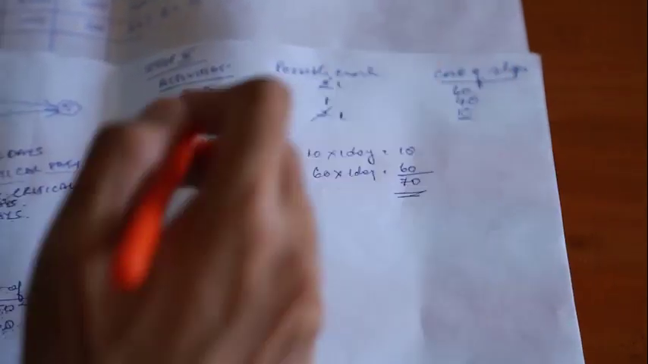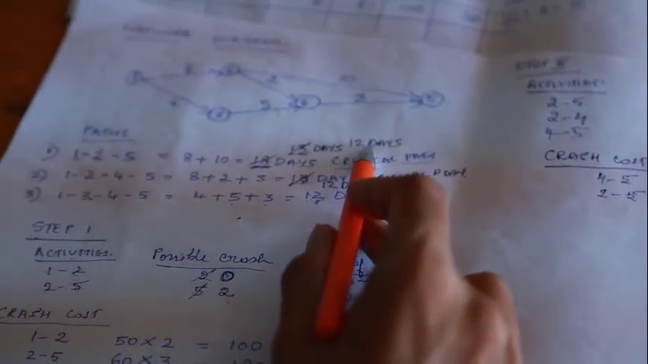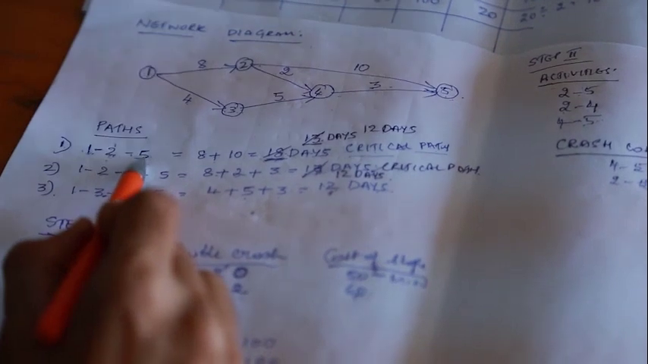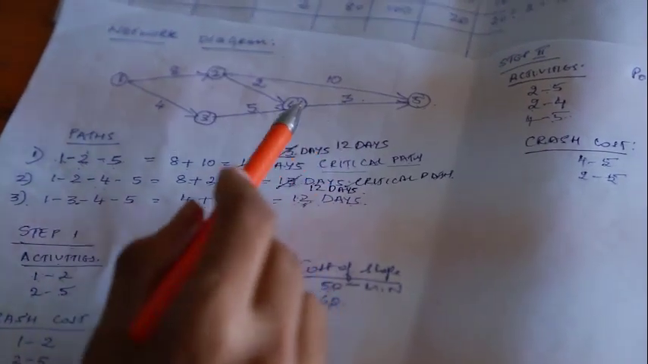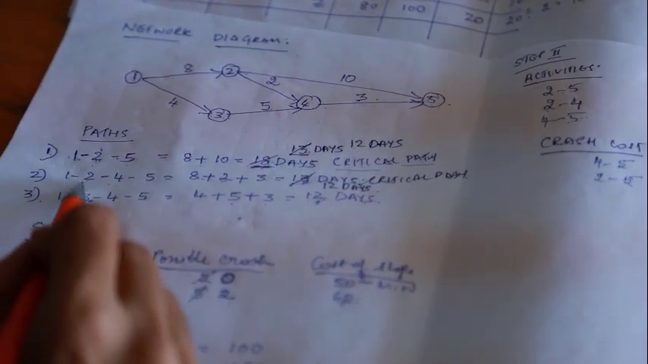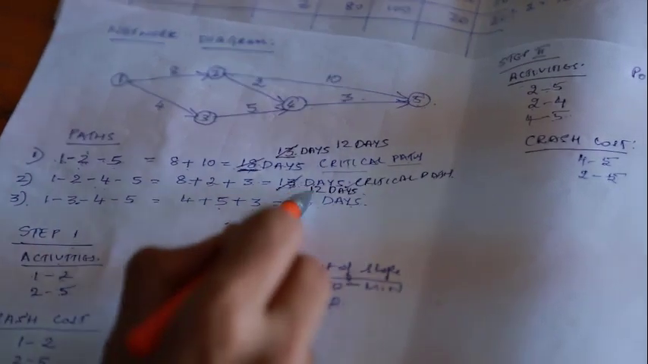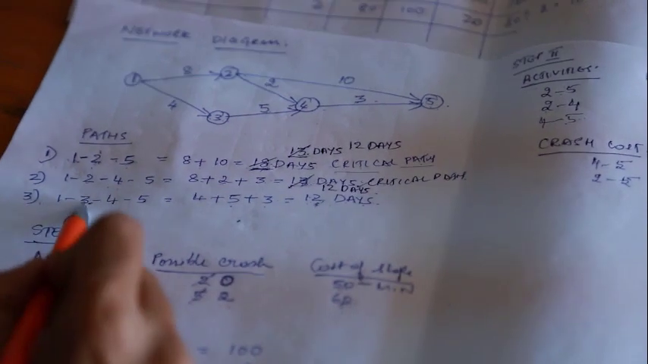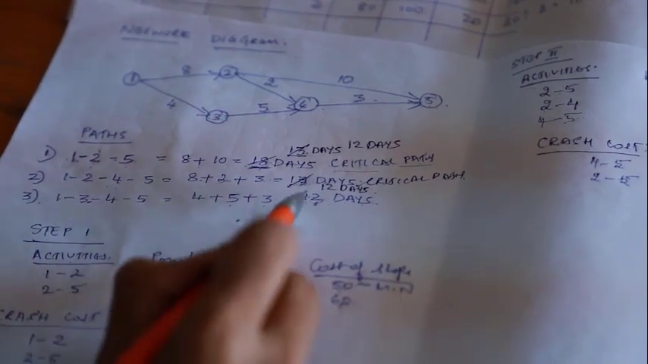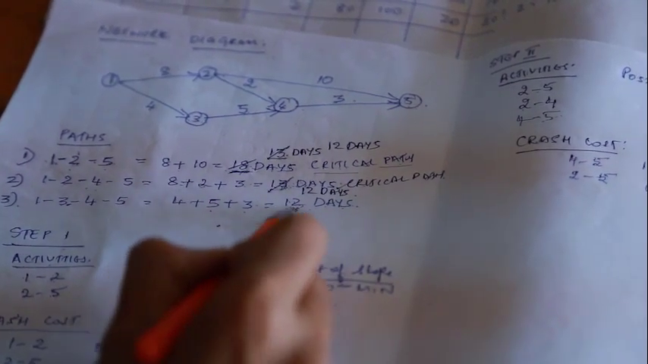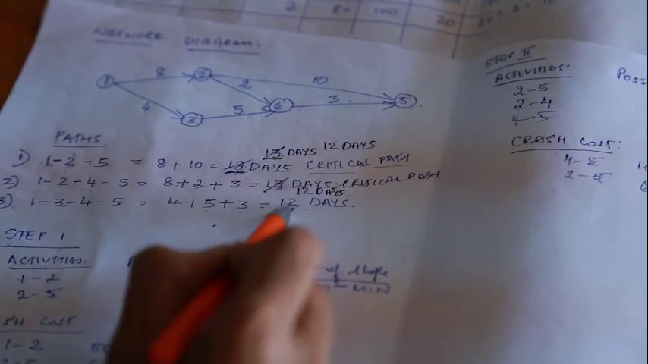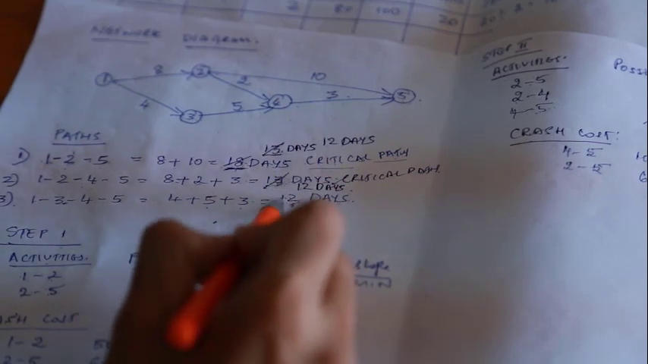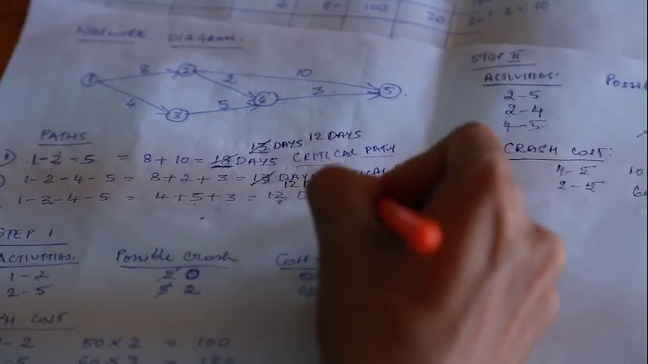So now for the next step, we have got 3 critical paths. The first path 1 to 2, 2 to 5 has got 12 days. The second path 1 to 2, 2 to 4, 4 to 5 has also got 12 days. And the third path 1 to 3, 3 to 4, 4 to 5 has got 12 days. So the maximum number of days that you can find is 12. So therefore all the 3 paths are taken to be critical paths.